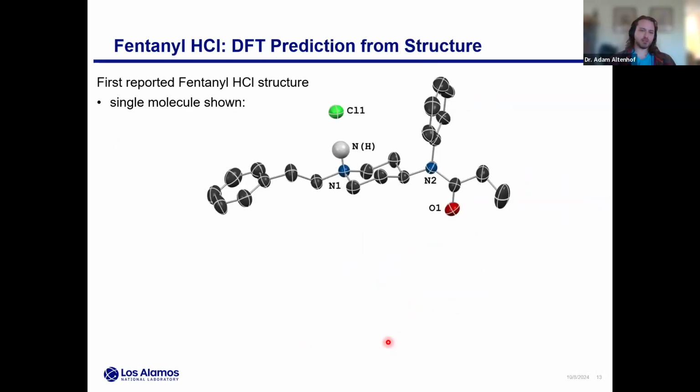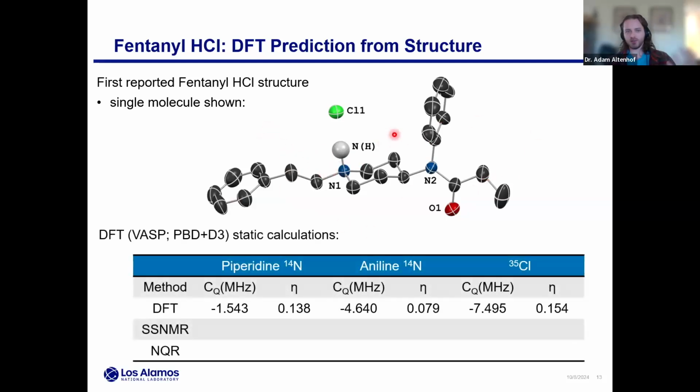One of the key materials we're interested in is this fentanyl hydrochloride salt. We understand this is probably the most prevalent form of fentanyl found on the street. So our team was able to make the sample and solve the crystal structure. This is the first reported crystal structure, showing a single molecule here. Now that we have that brand new CIF file, we can hand it over to our DFT team.